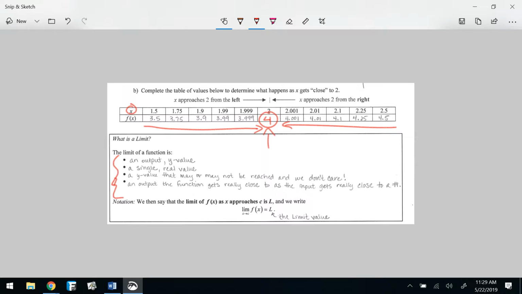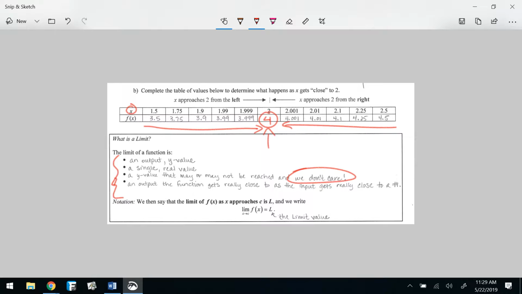It's a single real value. So we don't say a limit ever goes to infinity or negative infinity. It has to be a single real value. It's a y value that may or may not be reached, and we don't care. Okay, we don't care if it gets to 4. We just care that it's approaching 4.